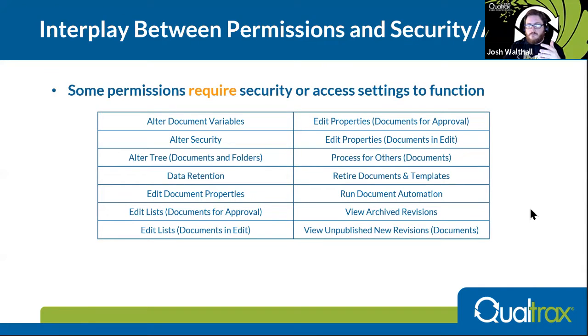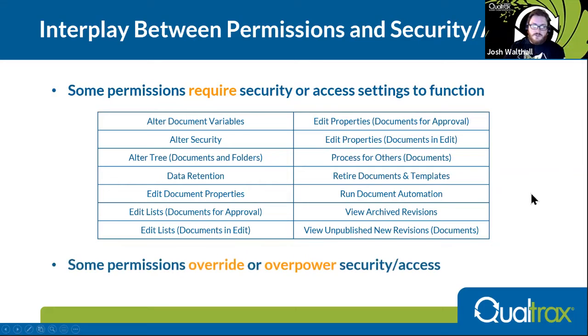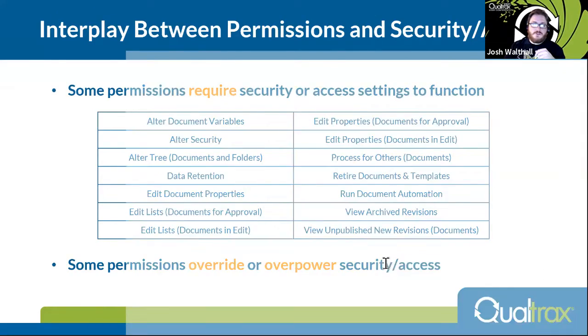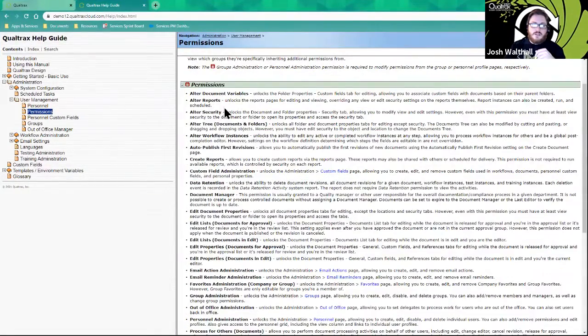Now, in addition to some permissions requiring other settings in the system to function, other permissions actually override or overpower security and access settings. So I'll give you some examples of these. The first one is alter reports. And in fact, let me bring up this list of permissions here. So alter reports, this allows viewing and editing of all reports, regardless of their security settings, and also grants the ability to create, run, and schedule report instances.